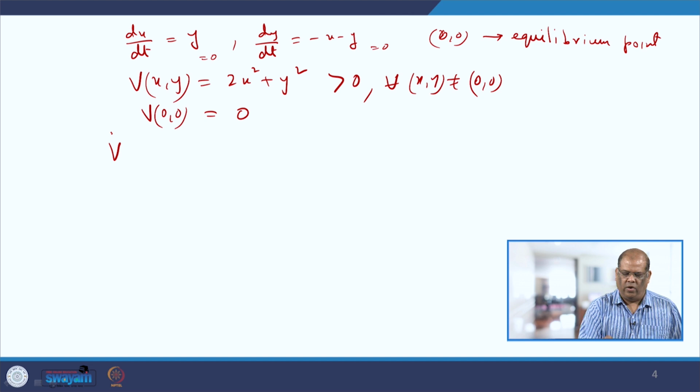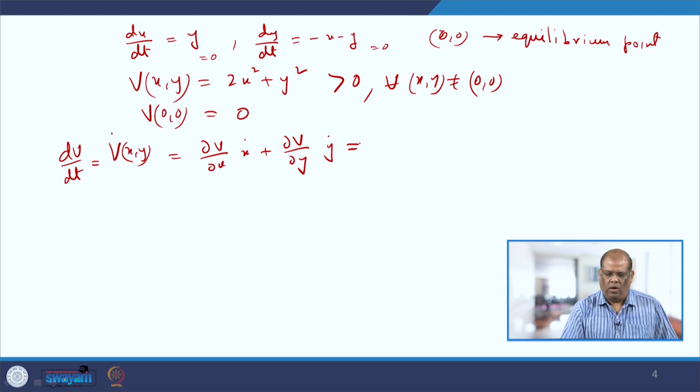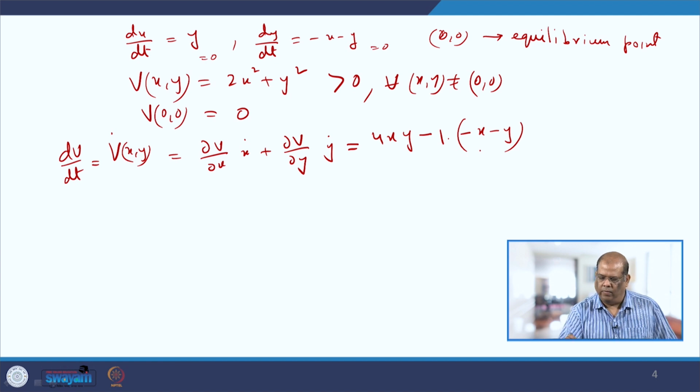And now comes V dot. What is dV/dt? This is del V del x into x dot plus del V del y into y dot. This is equal to 4x into y minus del V del y, which is minus 1 into y dot, minus x minus y. Sorry, this is 2y, del V del y from here.